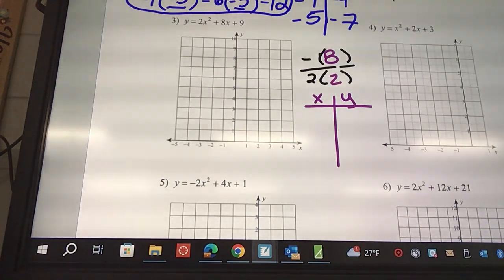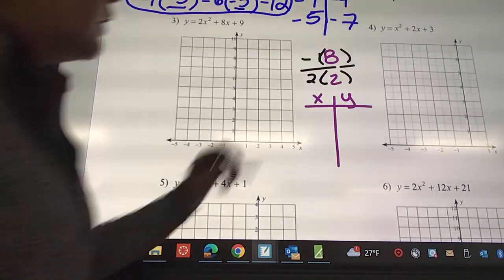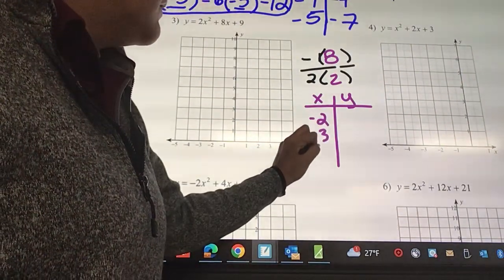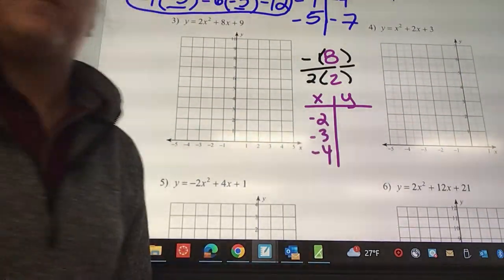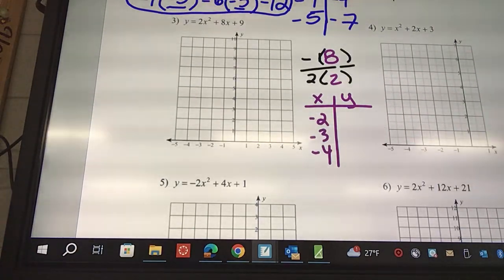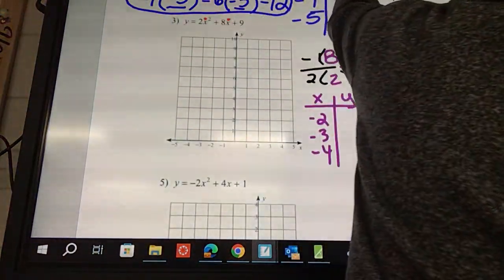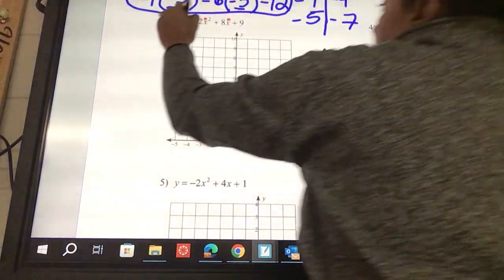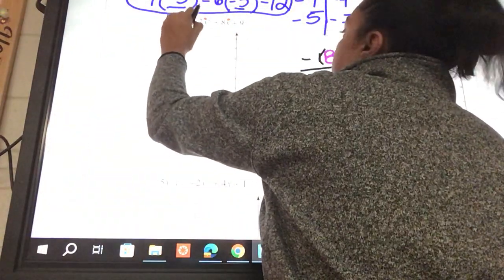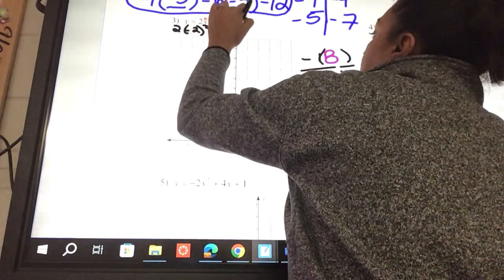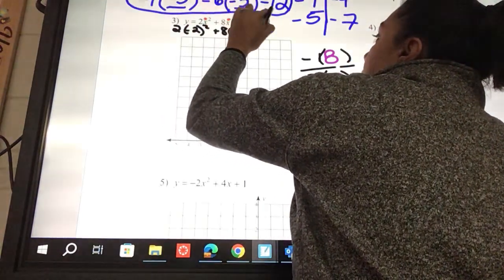What'd you guys get? -2. Okay, what comes after -2? -3 and -4. And so now we're ready to plug it in. Okay, everywhere up here. So right here and right here, we're putting parentheses -2. So it should look like this. 2 parentheses -2 squared plus 8 times parentheses -2 plus 9.